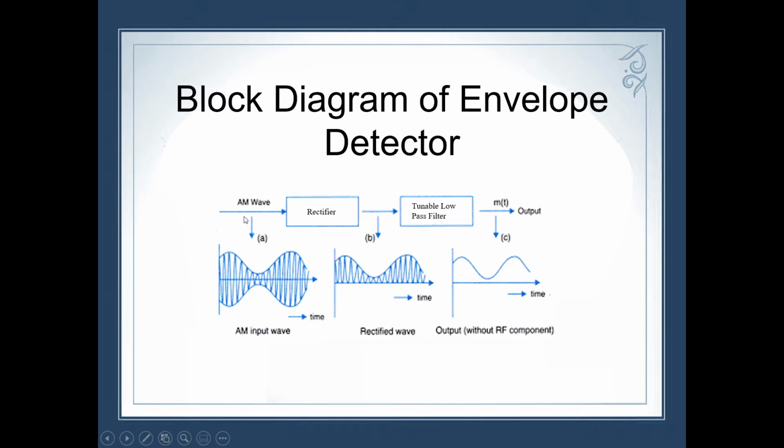At first, the amplitude modulated wave is passed through the rectifier block. So, the rectifier block blocks the negative part of the amplitude modulated wave and we get this wave shape as the output of the rectifier block. Then, this wave shape is passed through the tunable low pass filter and the tunable low pass filter only allows the low frequency modulating signal to pass through it. So, finally, we get this wave shape as our output, which is the modulating signal.